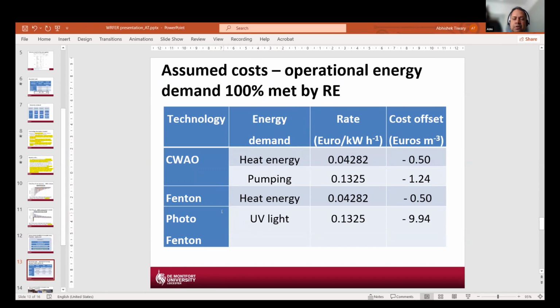So for those who are interested to know, the photofountain had the majority of efficiency. So in terms of treatment, it has more efficiency, but on the other hand, it has high energy demand. But if we could replace the energy with 100% renewable energy, then it also gives you the offset, as you can see. So it has got major advantage if you could replace the conventional energy demand.